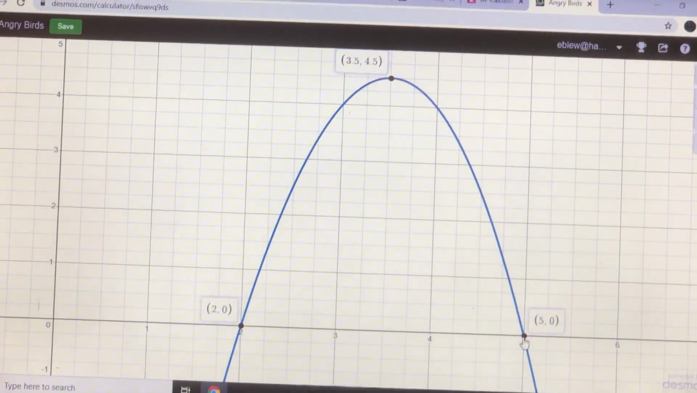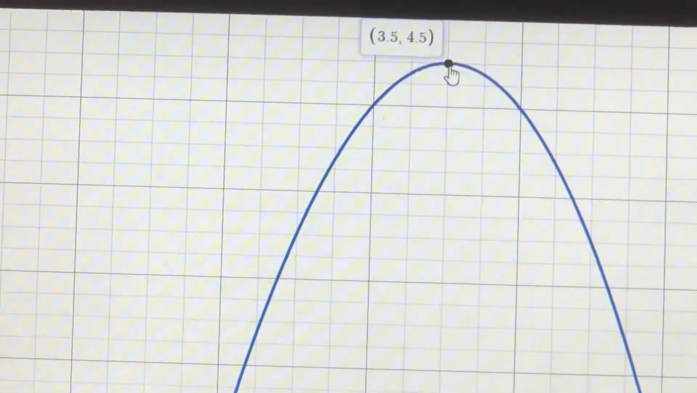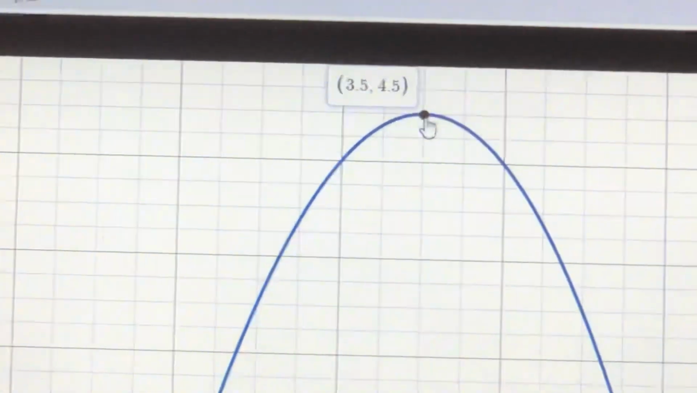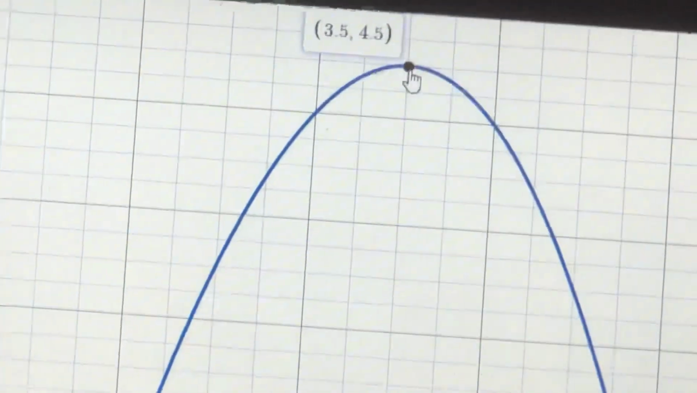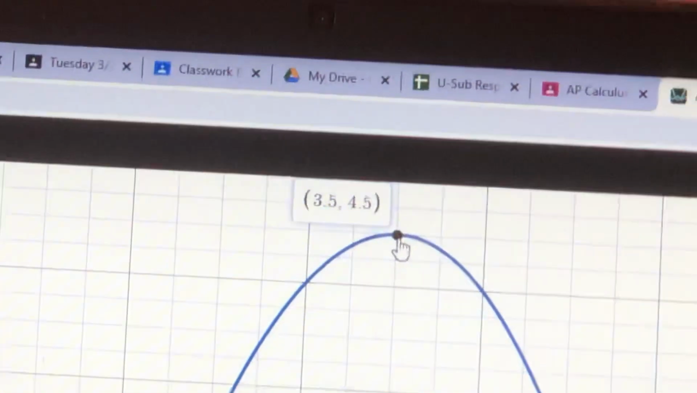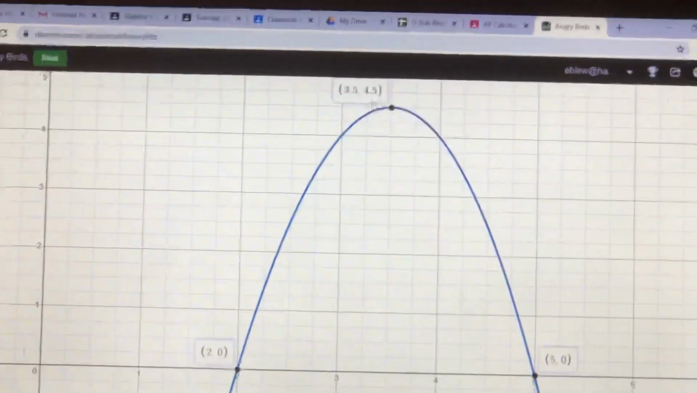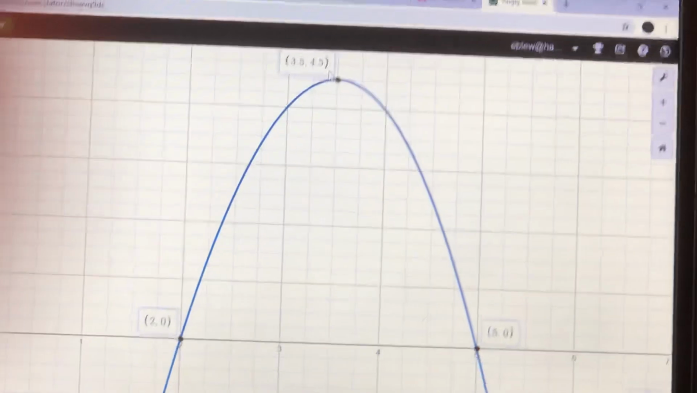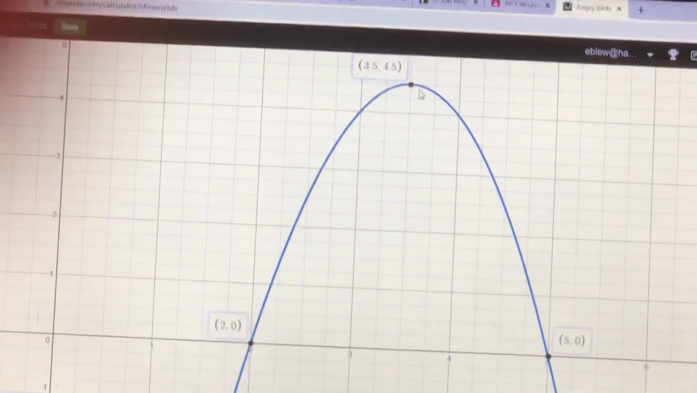Now the maximum height of the bird is going to occur at the vertex up here, and the height again is the y coordinate. The horizontal distance is the x, but the height is the y. So if I'm looking for the maximum height, I'm looking for the y coordinate of the vertex, which for this particular bird is 4.5. So that would answer step 2, number 1.